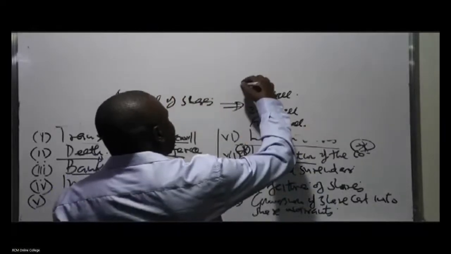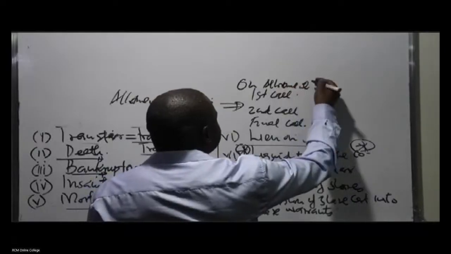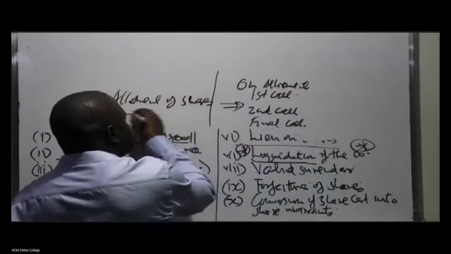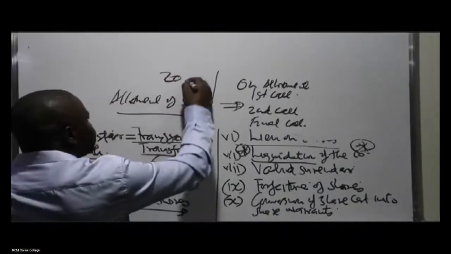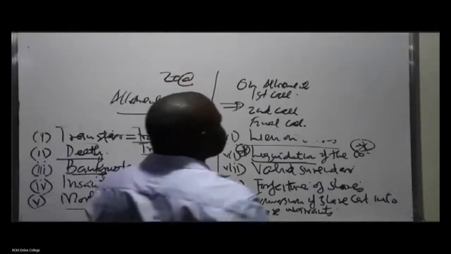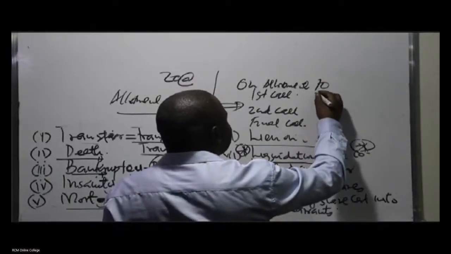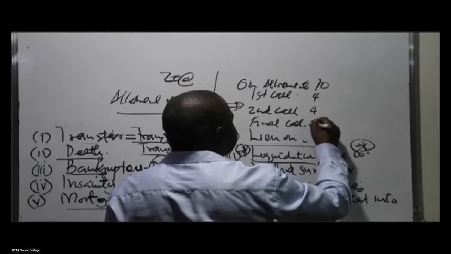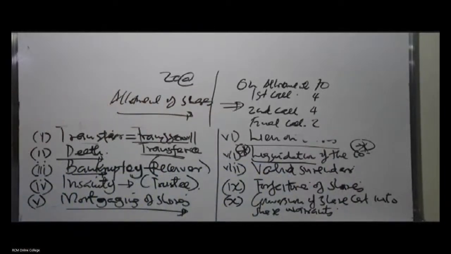Then maybe you'll be told on allotment. Maybe the face value of the shares being issued is 20 shillings each per share. Then you are told on allotment they paid 10. On first call they paid maybe 4 shillings. On second call 4 shillings. On final call 2 shillings. So that eventually they can fully pay what?